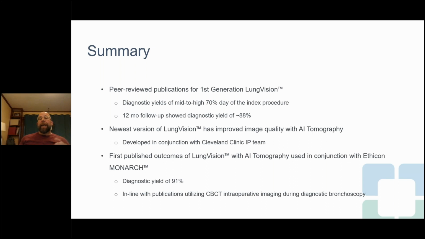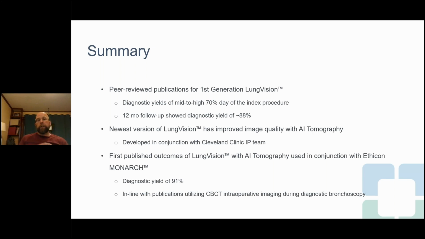The newest version has a better image quality, and that gives us that AI tomo that gives us an image that is pretty comparable to what a diagnostic CT scan was. And proud to say that we worked with the company to develop some of this and make some improvements. We now have our first published outcome of lung vision with the AI tomo.